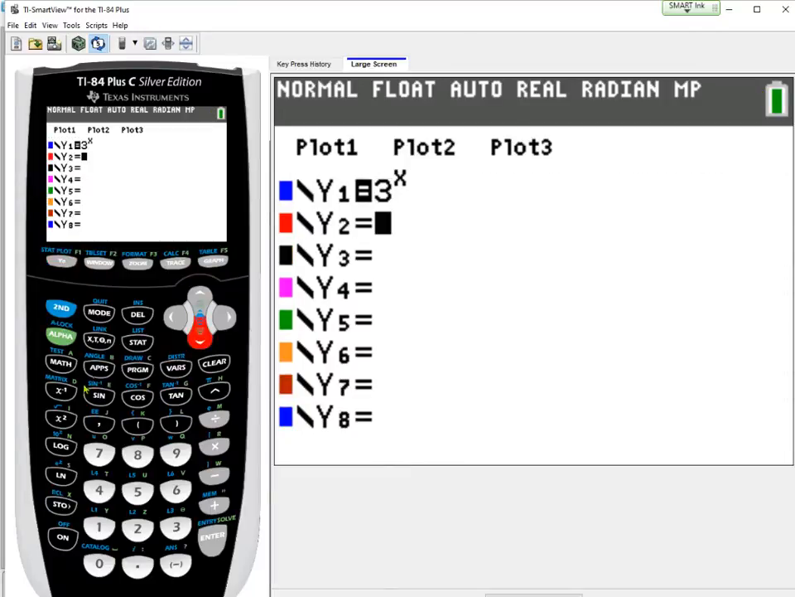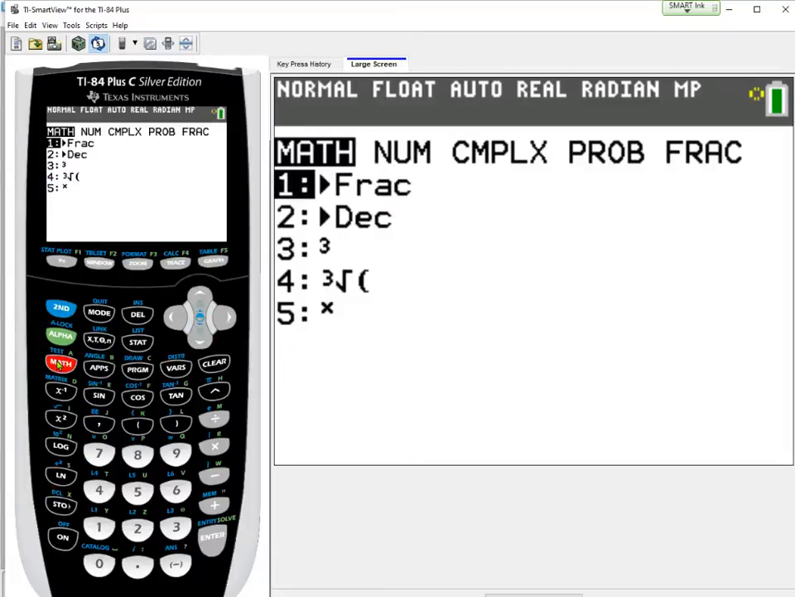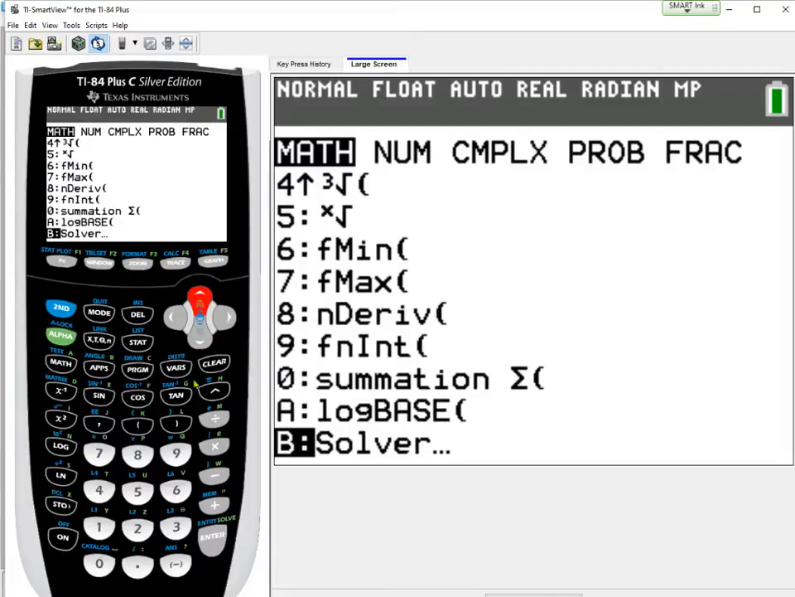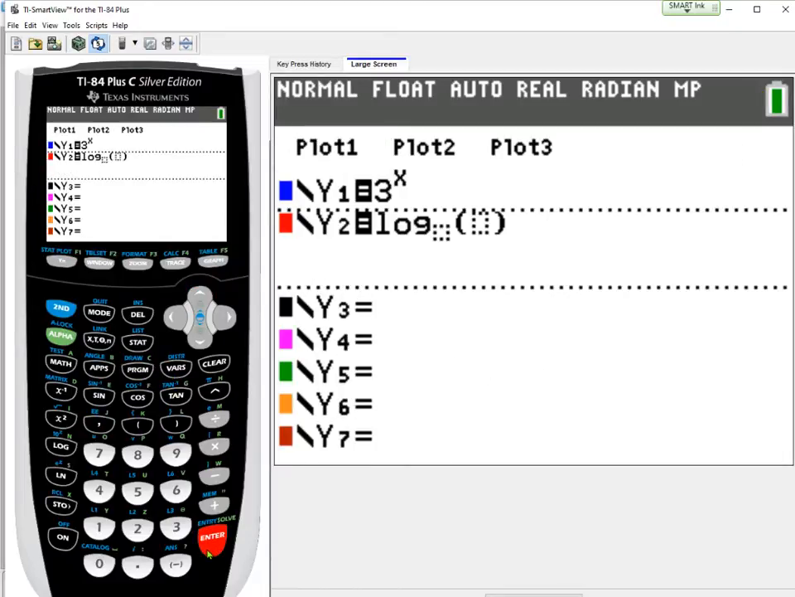If we did log, where's log at? Math, log base. What base do I want? 3. Why do I want 3? Because that was my base before. So there's log base 3. Then we're going to throw x in here, and then we're going to graph that. What are you guys expecting to see? I want you to turn to your neighbor and see if you can think about what you're expecting to see. If this is the inverse of the exponential function, what should the inverse look like?